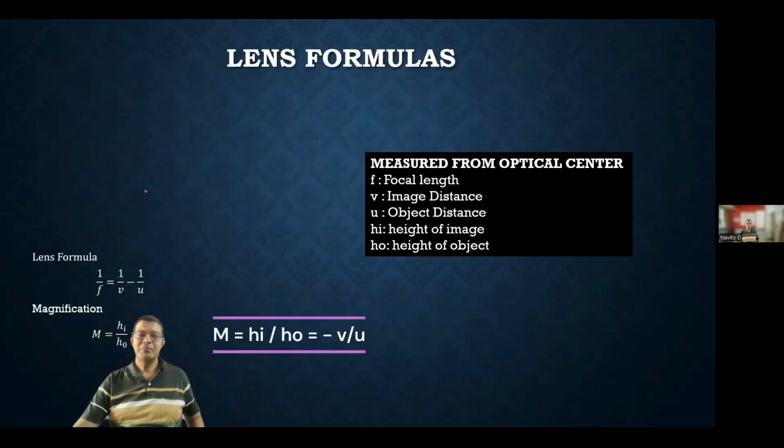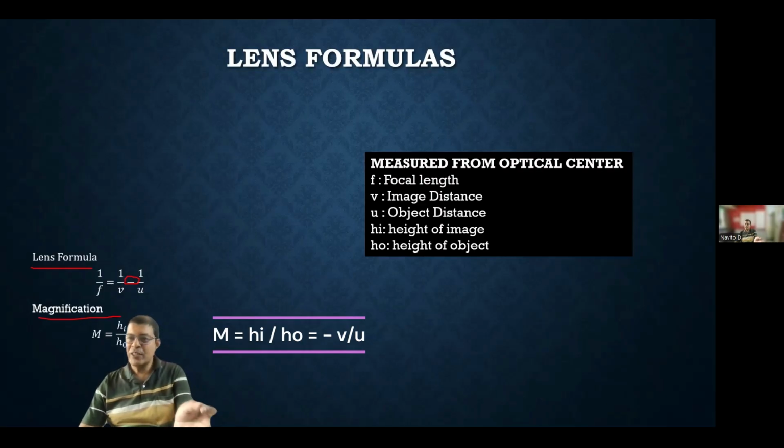Lens formulas. There are two very simple lens formulas. One is the lens formula itself, and the other is related to magnification. 1 by f, you have to remember the negative sign in between. For lenses, we use negative sign in between. And for magnification, we have the positive sign here. For mirrors, we use negative for magnification, and we use positive sign for the mirror formula. It is 1 by focal length is equal to 1 by image distance minus 1 by object distance. And magnification is height of image divided by height of object, which is also represented with distance of the image divided by the object distance.